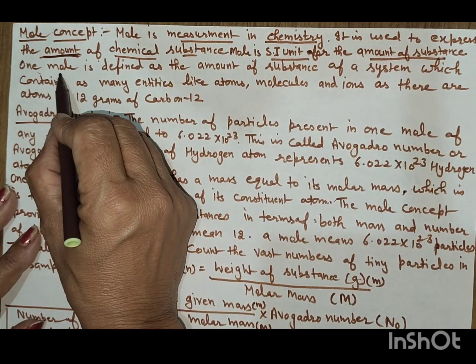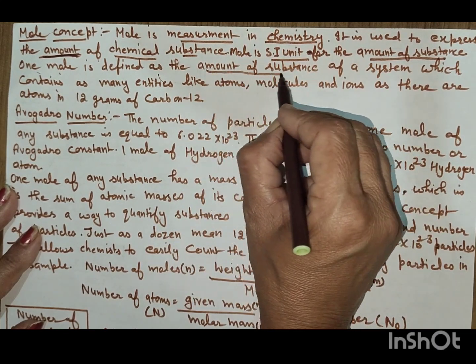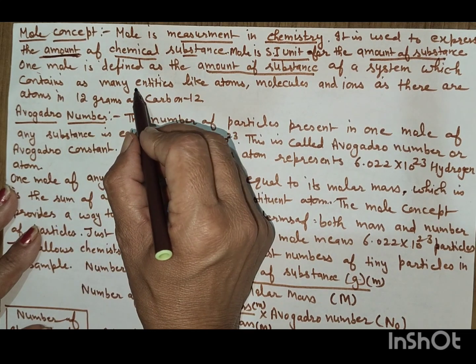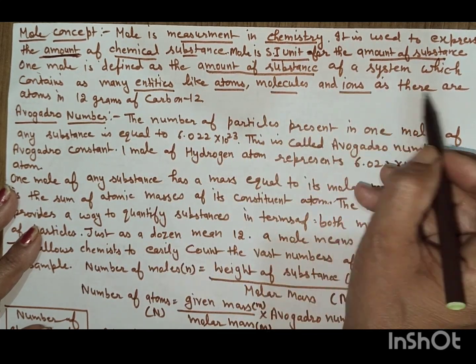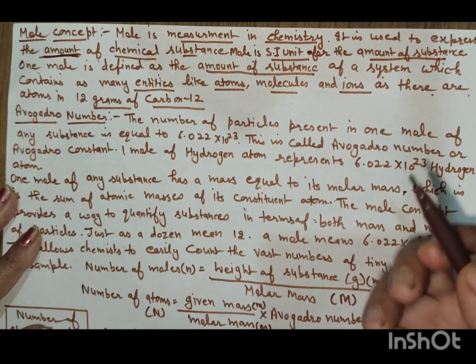Now what is 1 mole? 1 mole is defined as the amount of substance of a system which contains as many entities, like atoms, molecules and ions, as there are atoms in 12 grams of carbon-12.